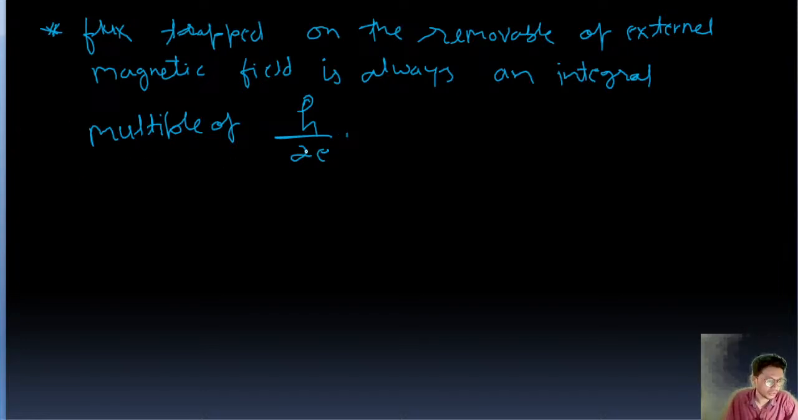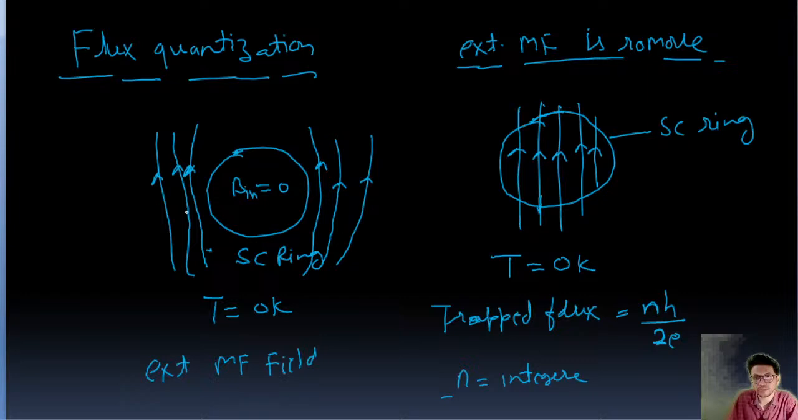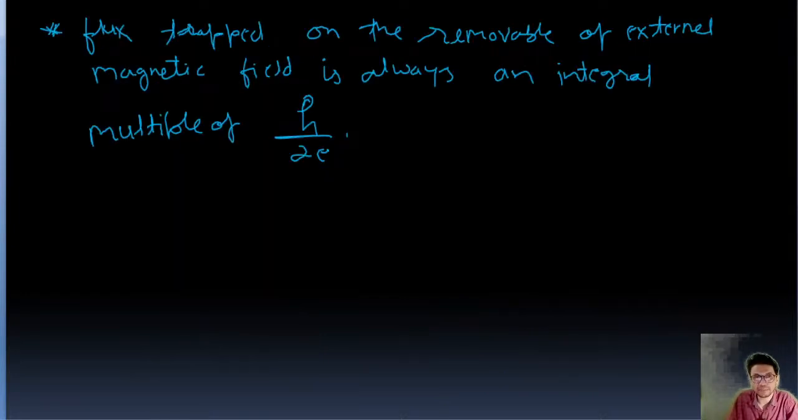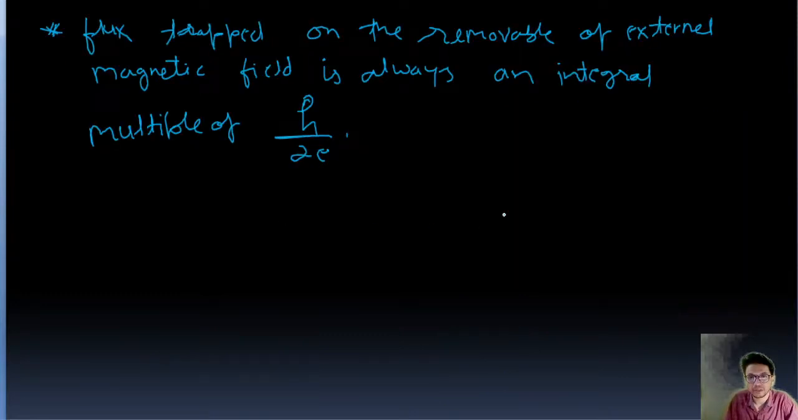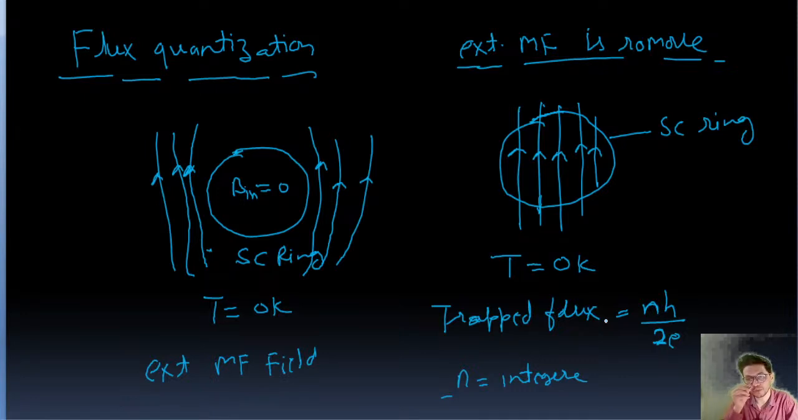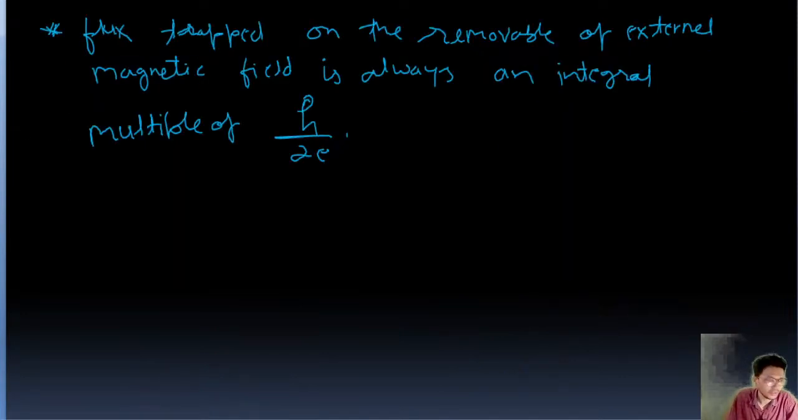So this is the flux quantization, guys. We can write that the flux is quantized. So we get that the trapped flux is in the form of nh upon 2e, an integral multiple of h upon 2e. So the trapped flux is quantized, and that is the flux quantization.